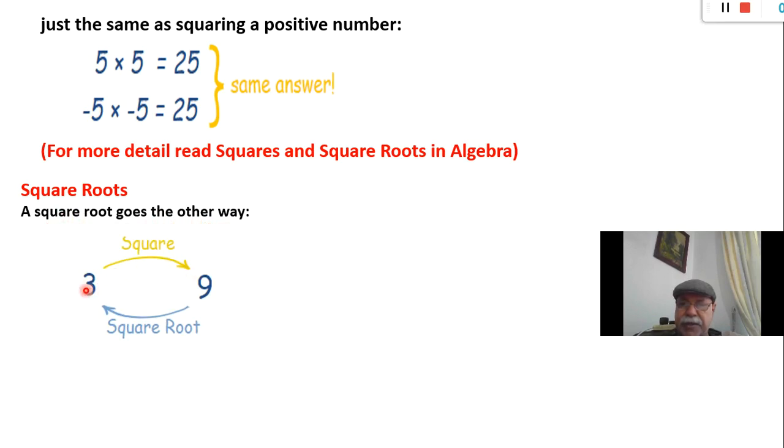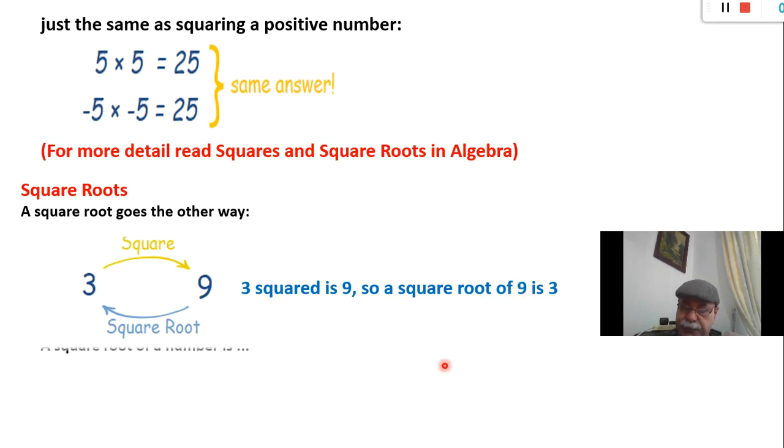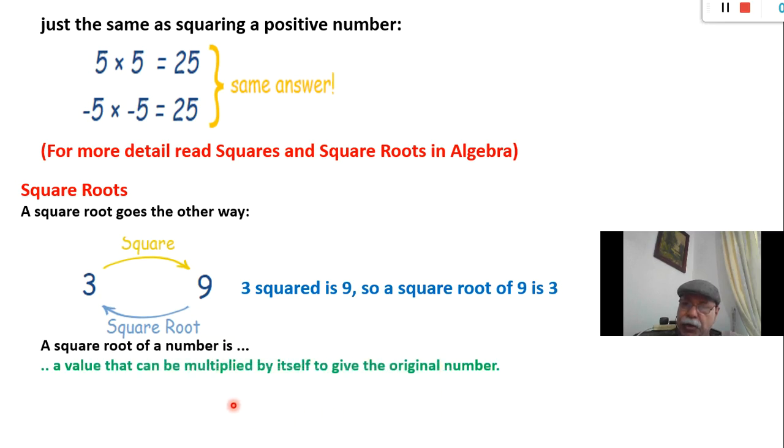See, 3 squared means 9. The original number 9 has the square root 3, because 3 times 3 is 9. As you see, this is 3 squared, 9, so the square root of 9 is 3 because 3 times 3 is 9. This is the original number and this is the squared number.